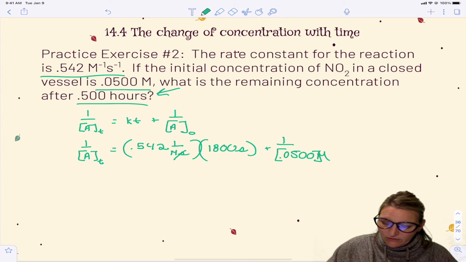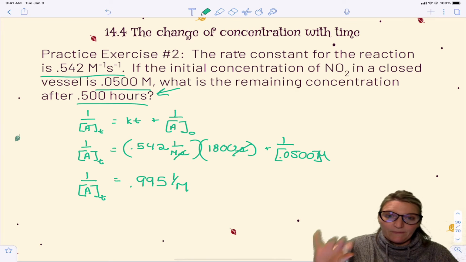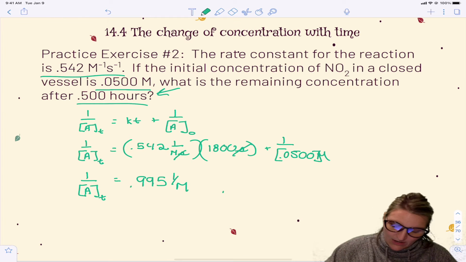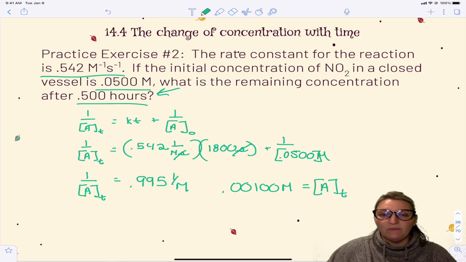Plug in those numbers and notice the seconds are going to cancel out. Molarity is going to be in the denominator. So 1 over the concentration of A at time t is going to equal 0.995, 1 over molarity. Take the inverse of that and get 0.00100 molarity equals the concentration of A, or whatever chemical it is, at time t.